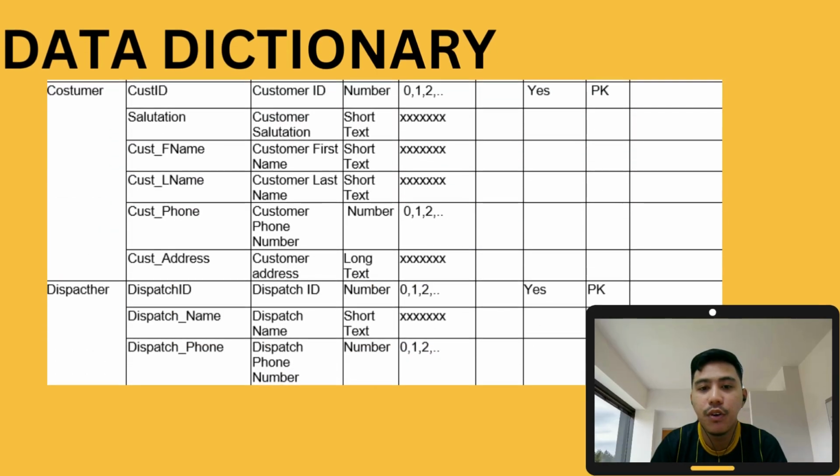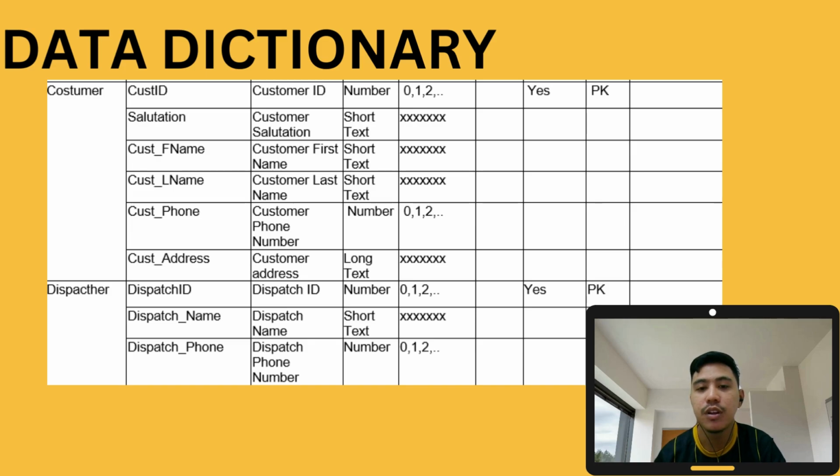Data dictionary. For Satarumi file system, we have used 7 tables, which are customer, dispatcher, order details, order, product, and also receipt and supplier. For customer table, the attributes are customer ID, salutation, customer first name, customer last name, customer phone, and customer address.